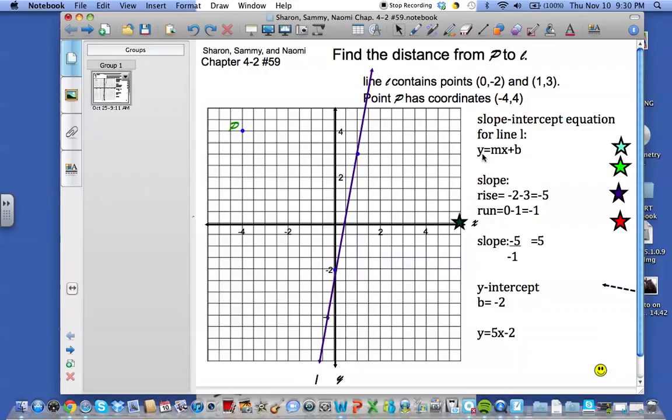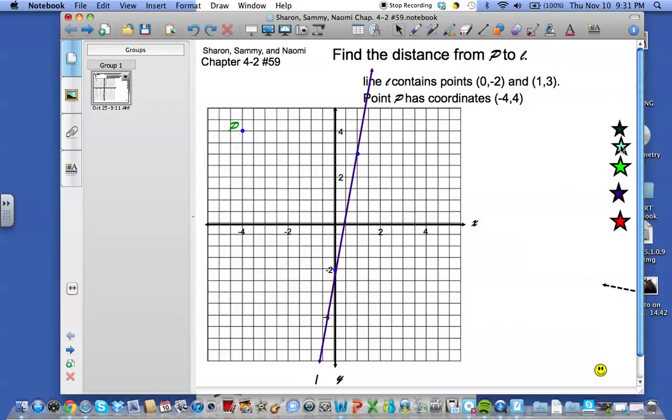And here's our equation, y equals mx plus b. And we have to find the slope first. And to find the slope, we have the rise over the run, which is y2 minus y1 over x2 minus x1. So we'll put in -2 minus 3, which is equal to -5, and 0 minus 1, which is equal to -1. And the slope would be -5 over -1, or 5. And next we have to find the y-intercept, but that's already given to us right here. So we already have our equation, y equals 5x minus 2.